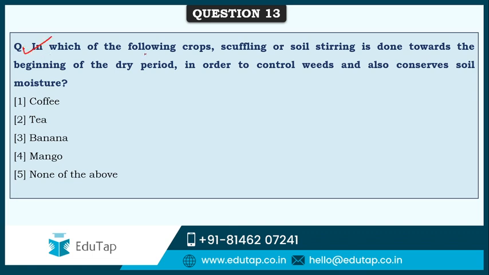In which of the following crops is scuffling or soil stirring done towards the beginning of the dry period in order to control weeds and also conserve soil moisture?